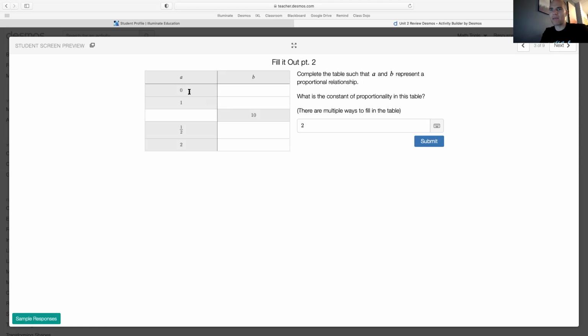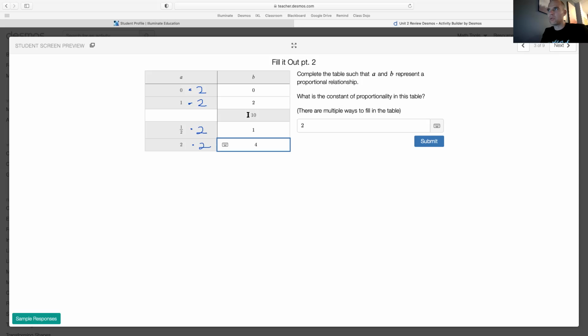And so that means I have to do all of the A values times 2 to fill in the B value here. So I'm going to do 0 times 2, 1 times 2, 1/2 times 2, and 2 times 2. And those answers are pretty simple. This is going to be 0, 2, 1, and 4. You could have chosen a different k, and then you would get different numbers to put in these boxes.